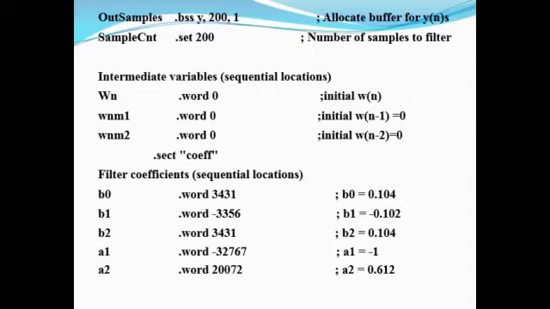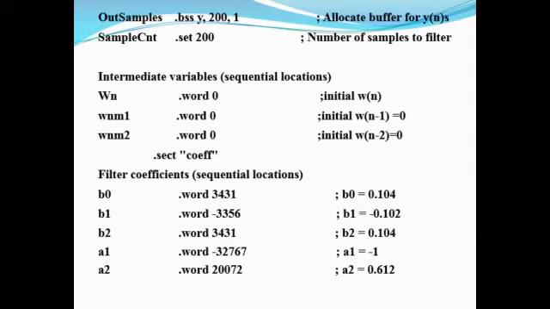Then sample count, the number of samples to filter, we have taken as 200. Then intermediate variables, what we have considered is w of n, w of n minus 1, w of n minus 2. But all these values are assumed to be 0. So here .word 0, .word 0, .word 0.